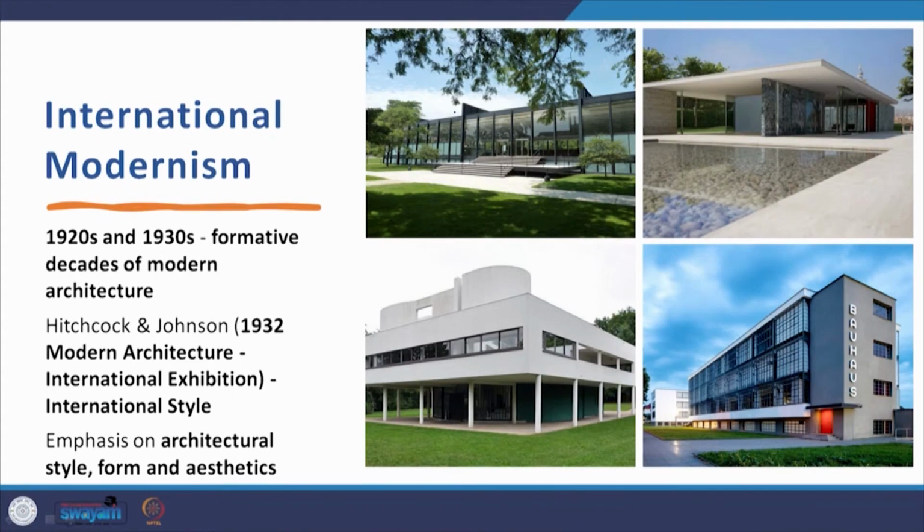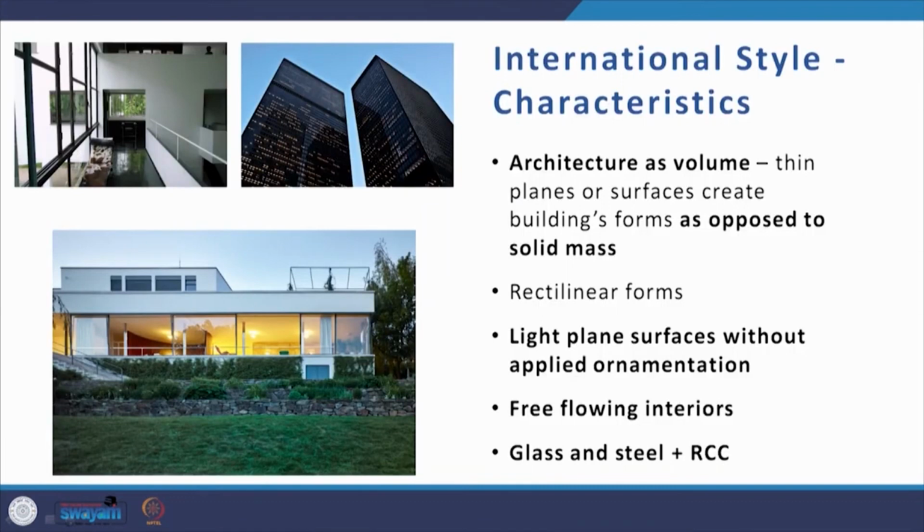Whether it was Villa Savoye by Le Corbusier, whether it was the functional organization of the Bauhaus by Walter Gropius, whether it was the Barcelona Pavilion by Mies van der Rohe, or the Crown Hall in glass and steel by Mies van der Rohe, the emphasis was on architectural style, on form and aesthetics. More than that, the characteristic was that architecture is to be considered as volume.